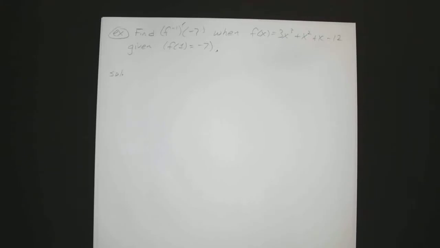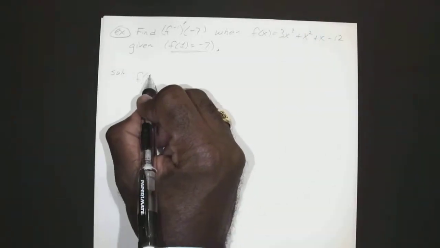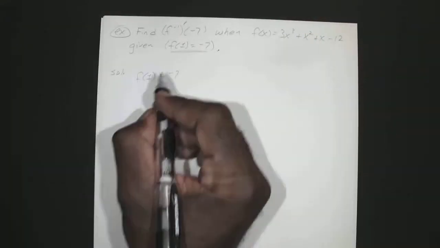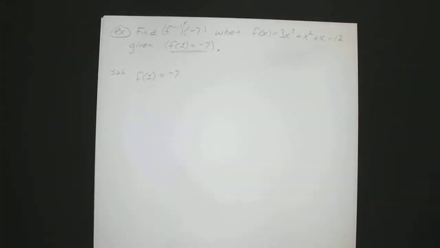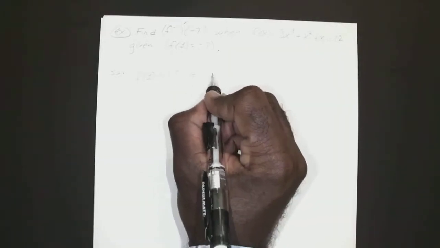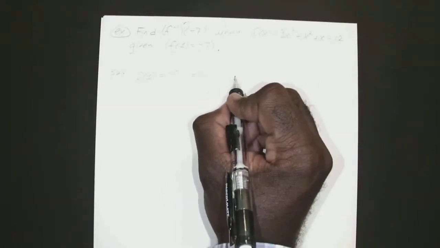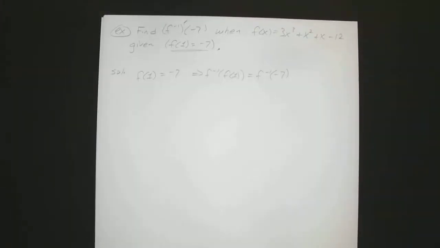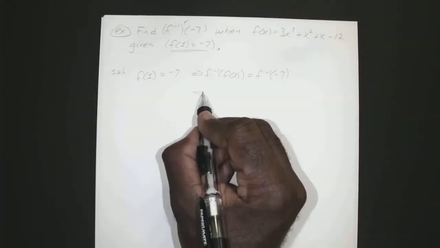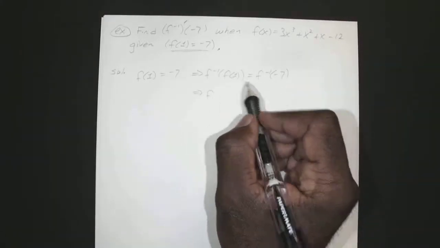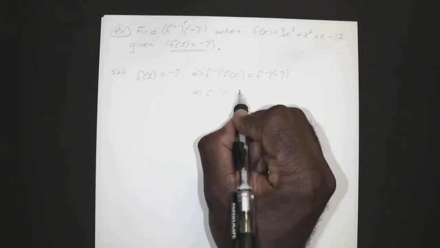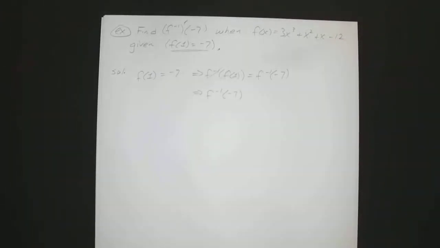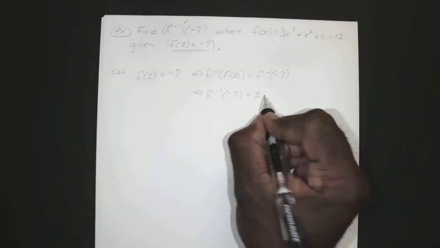So probably the most important part of this problem is the given. Okay? Simply because if we know that f of 1 is equal to negative 7, if we apply f inverse to both sides, f inverse of f of 1 equals f inverse of negative 7. So that gives us f inverse of negative 7. Remember, those two kind of cancel each other out. Equals 1.